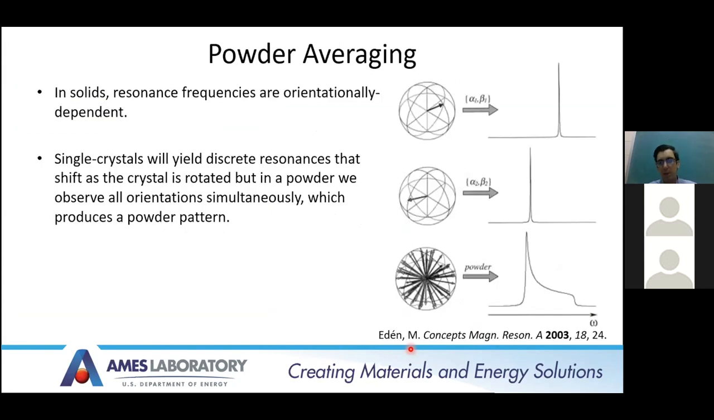So before I keep going, I need to introduce powder averaging. In solids, the resonance frequencies are orientationally dependent, which means that if you have a crystal, it'll have one sharp line, but if you rotate the crystal, the sharp line will appear at a different chemical shift or a different resonance frequency. And when you have a powder, what you essentially have is just a statistical distribution of all of these different orientations.